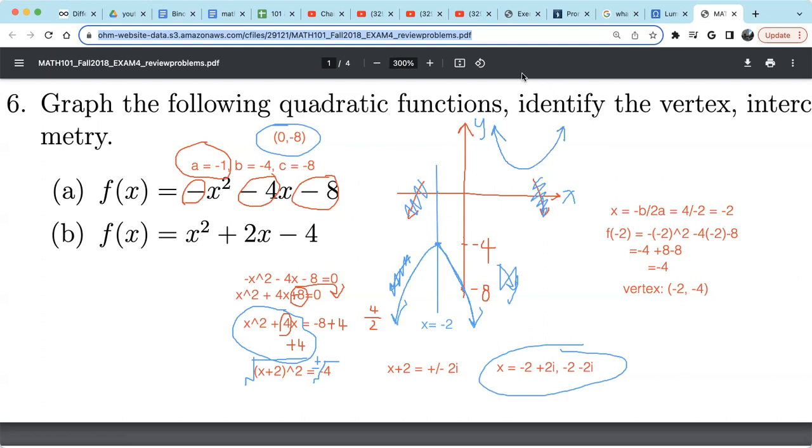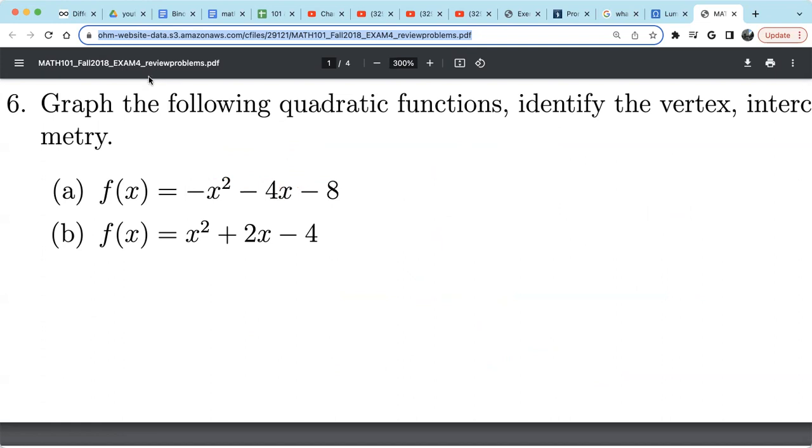Okay, now let's see B. For B, we do the same thing. Let's identify a, b, c. a is the number before x squared, b is the number before x, and c is the constant. Once we have this, in standard form we can tell the y-intercept right away because it's (0, c). Therefore, (0, -4) is our y-intercept.